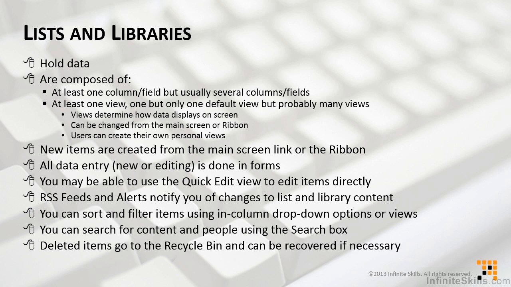If you want to know when things are happening without having to go into all the lists and libraries, you can use RSS feeds or alerts to notify you of changes. And of course, you can always sort and filter items in a list, even if 100 other people are using them, to make it appear just the way you need it to for your current task. Of course, none of this works if you can't find it, so you can always search for content and people using the search box, which is usually in the upper right corner of the screen, but it might be somewhere else, so just look around for it. And it always makes us feel a little bit more comfortable that deleted items go to the recycle bin and they can be recovered if necessary.